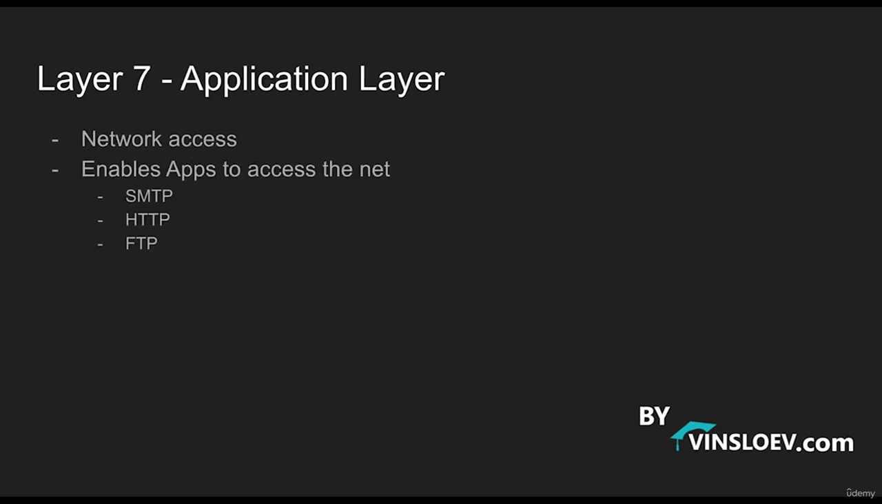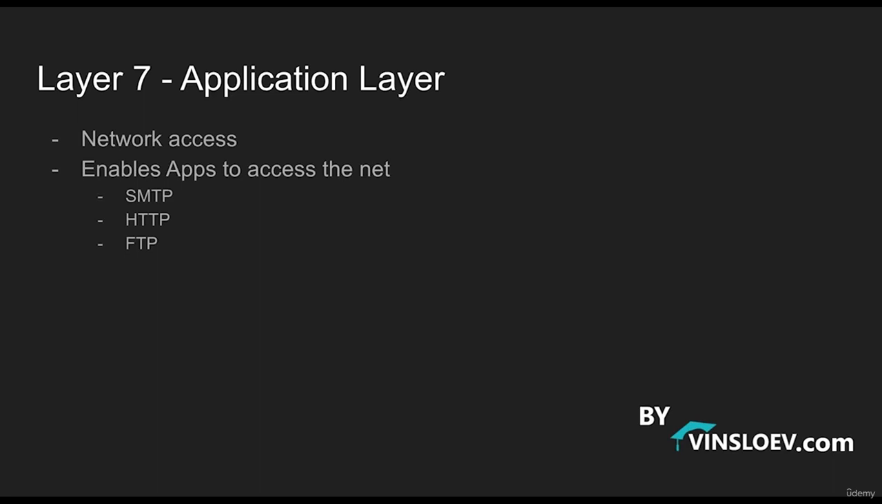So the last layer, layer 7, the application layer, this is where our data is presented, and this is where we are getting access from our application to the network. And this can happen over HTTP, FTP, SMTP, based on what we are going to do, if it's mail, simply web browsing, or file transfer.